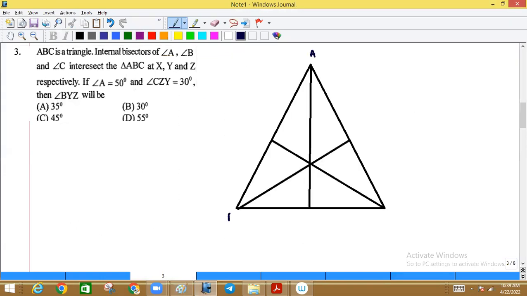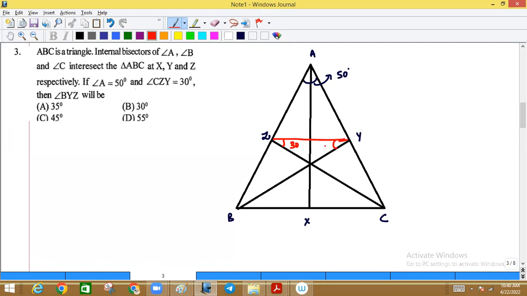A, B, C intersected at X, Y, Z respectively. If angle A is 50 degrees, and CZY is how much? 30. I want to find out this angle.